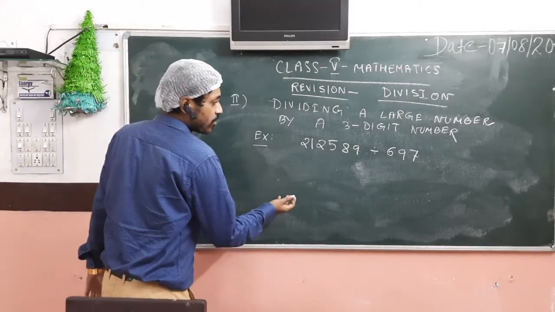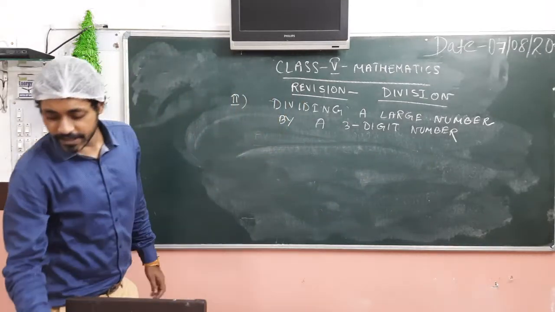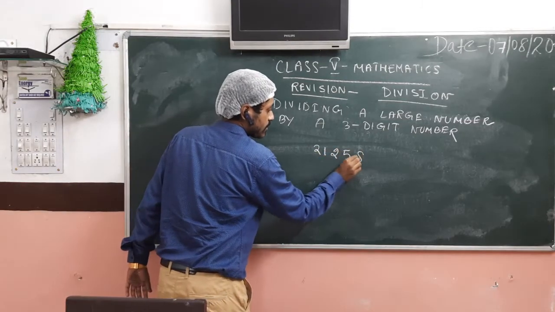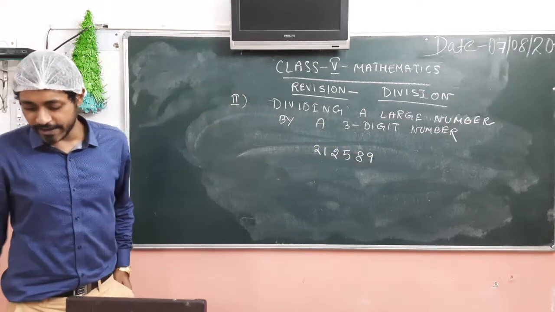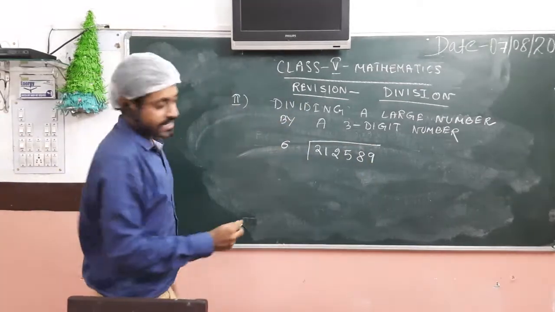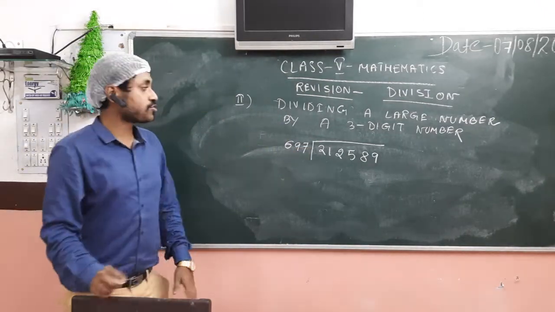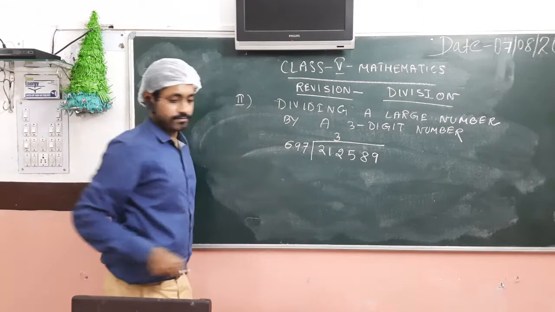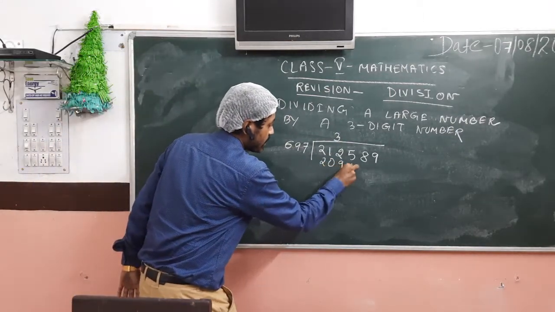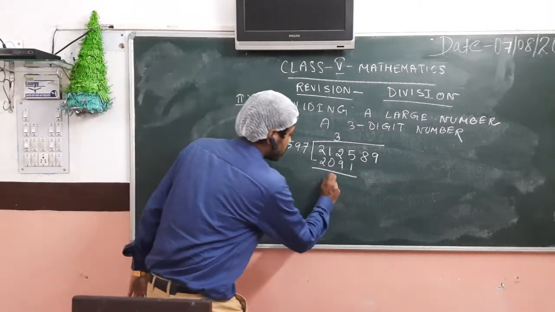So let us do it in the long division method. In the long division method, 212589 when divided by 697, the first 697 goes 3 times. 697 goes 3 times to give you 2091, and then we subtract it. We get 348.